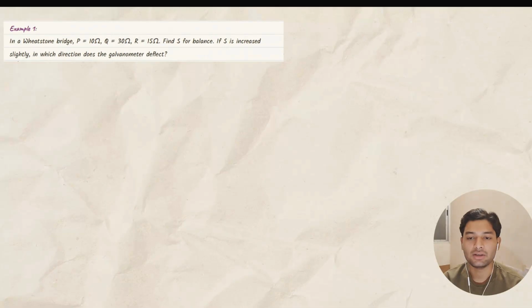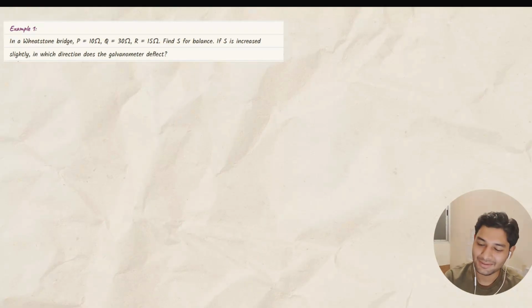Example 1. We're going to do two to three questions that will help you conceptualize the whole topic. In a Wheatstone bridge, P equals 10 ohm, Q equals 30 ohm, R equals 15 ohm. Find S for balance. If S is increased slightly, in which direction does the galvanometer deflect? Very easy, simple question. I will give you a countdown of 5 seconds, and you can also solve this by stopping the video. So 5, 4, 3, 2, 1.